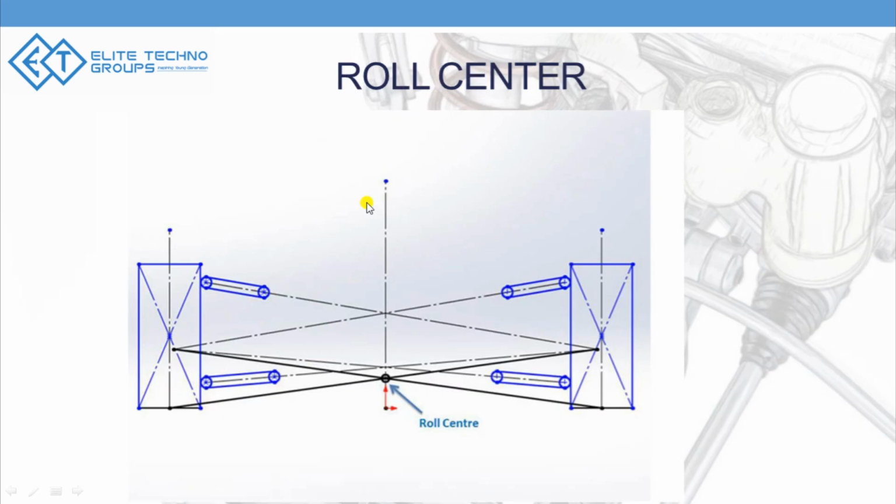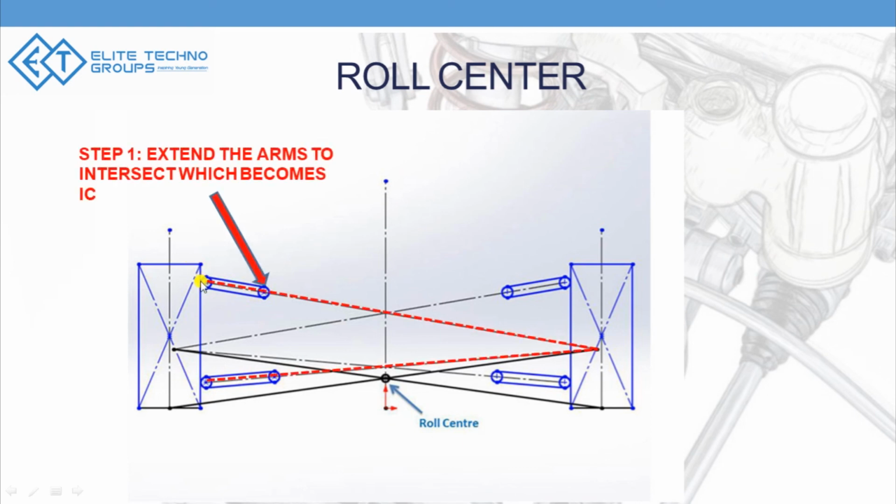Now let's come back to the second topic of today's video, which is roll center. To calculate the roll center, if I have to tell you in a very simple way, step one is you extend the upper and lower arms so that they intersect somewhere. That intersection point is nothing but the instantaneous center. So you extend the arms to intersect, and this intersection point is also called the instantaneous center.